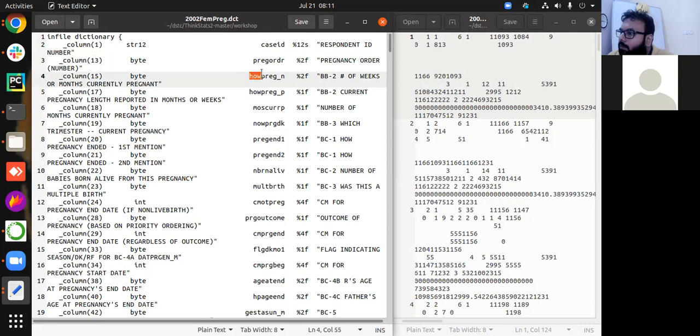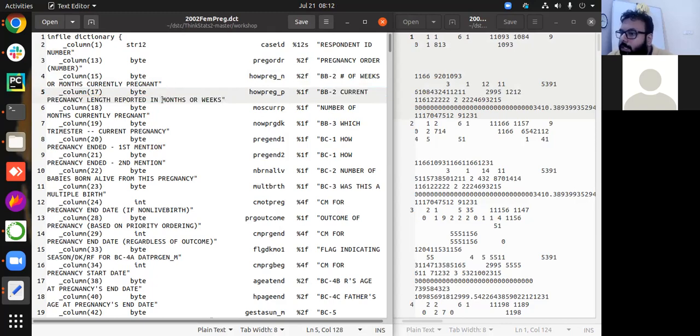How break N. This again is of 2 bytes. So after 13, 15, after that we see it is 17, and it is in bytes. So it is the number of weeks or months currently pregnant. Similarly, we have how break P. It is the current pregnancy length reported in months or weeks.